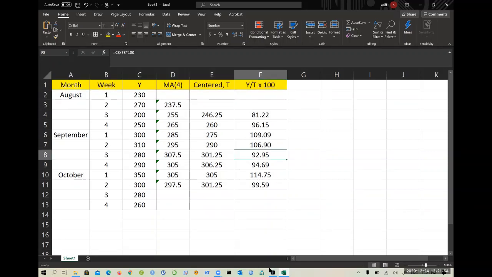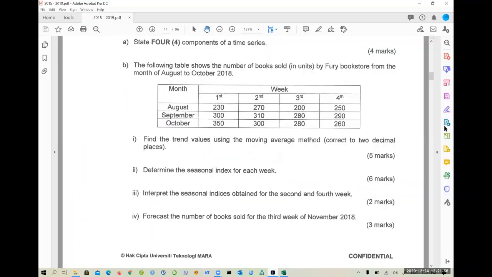Okay, you buat table ni, so you complete this table, you get this 5 marks. So dapatlah 5 markah ni. Okay, you get these 5 marks. So the second one will be determine the seasonal index for each week. So how do you get these 5 marks?